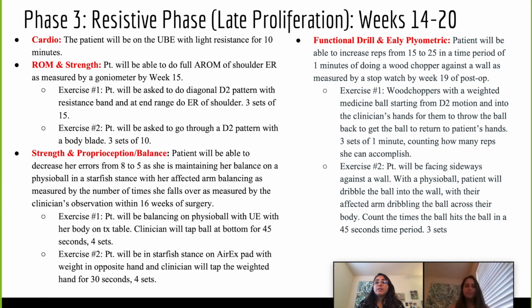This is our phase 3, resistive phase, late proliferation phase, weeks 14 through 20. Our cardio that we will have the patient do is a UBE with light resistance for 10 minutes. Our range of motion and strength goal is that the patient will be able to do full active range of motion of shoulder external rotation as measured by a goniometer by week 15.